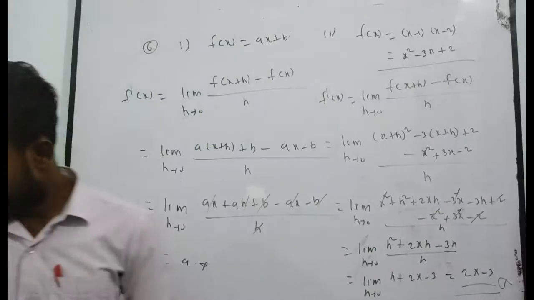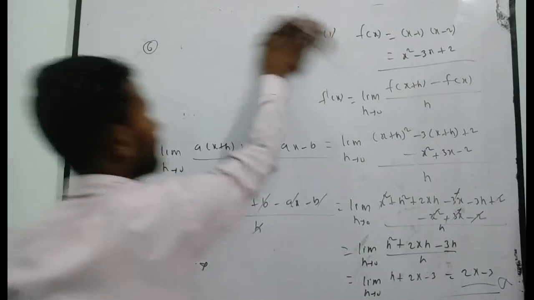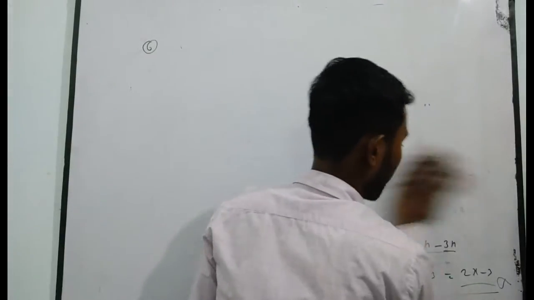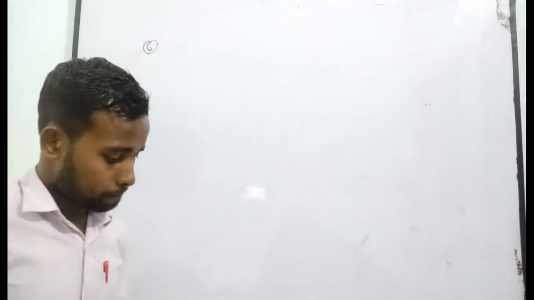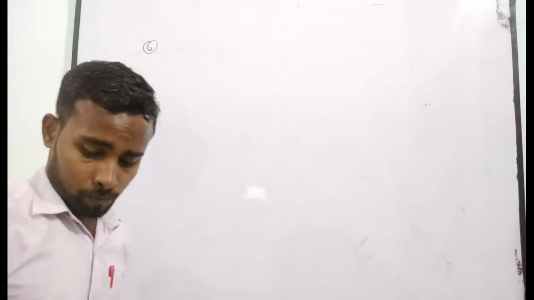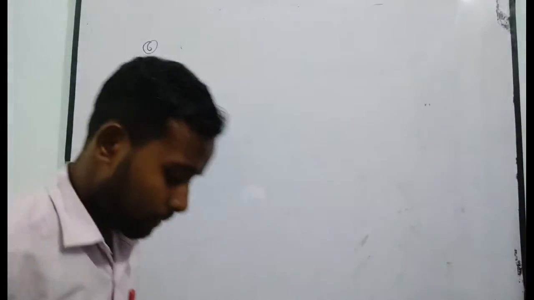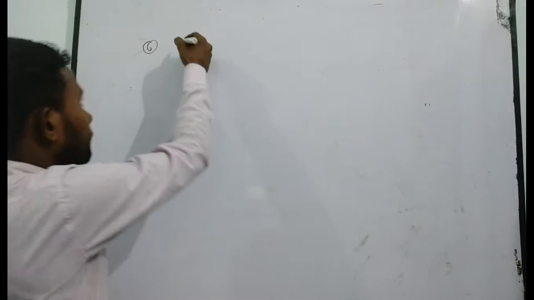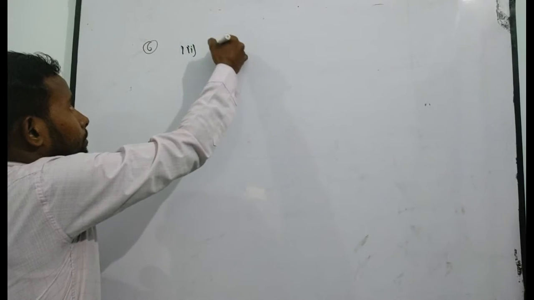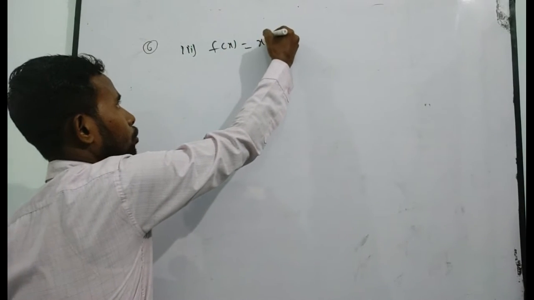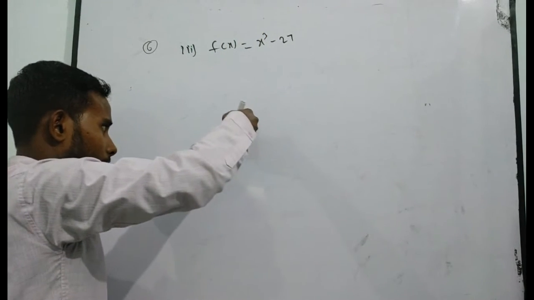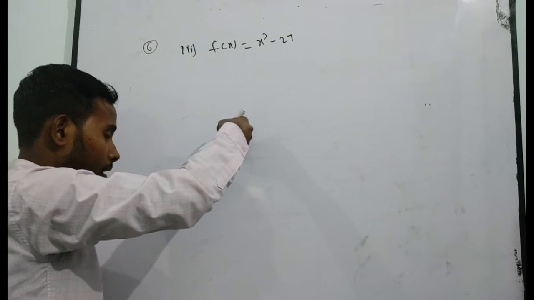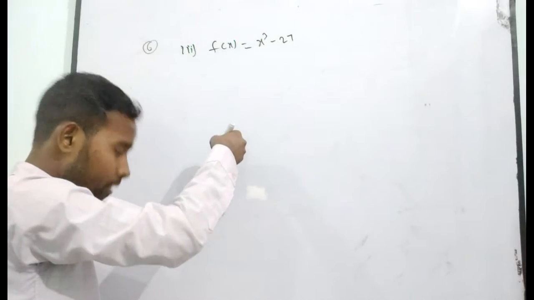Now we get the third problem of 6. What is the problem? See, in the third problem, f(x) is equal to x cube minus 27.